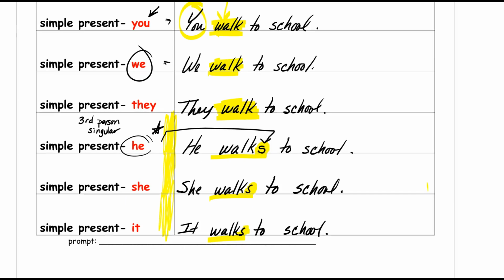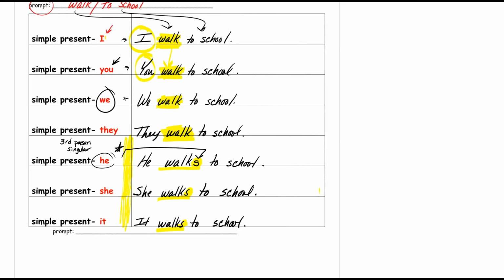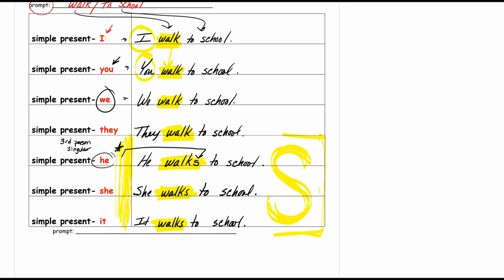Okay, everybody, so there we have it. I walk to school, you walk to school, we walk to school, they walk to school, he walks to school, she walks to school, it walks to school. The he, the she, and the it get the S in English. They get the S. The other part up here is a no change.